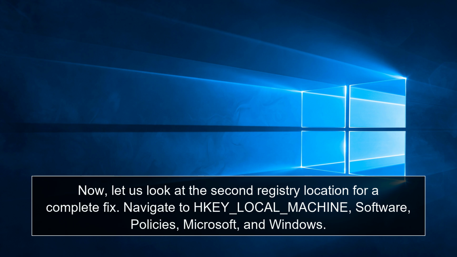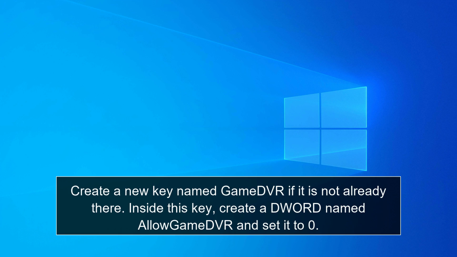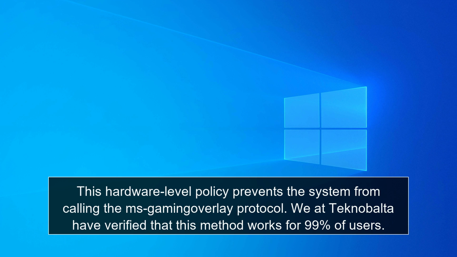Now, let us look at the second registry location for a complete fix. Navigate to HKEY_LOCAL_MACHINE, Software, Policies, Microsoft, and Windows. Create a new key named GameDVR if it is not already there. Inside this key, create a DWORD named AllowGameDVR and set it to 0. This system-level policy prevents the system from calling the ms-gamingoverlay protocol. We at Teknobalta have verified that this method works for 99% of users.